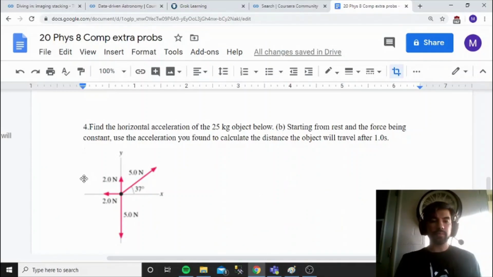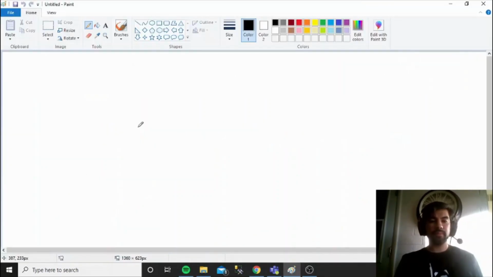Okay, so let me draw this. I have a dot here. We'll make these arrows.